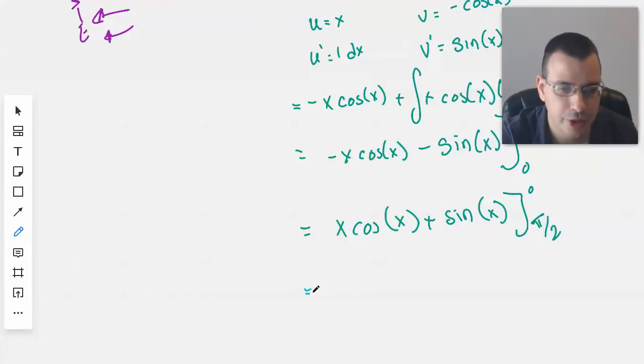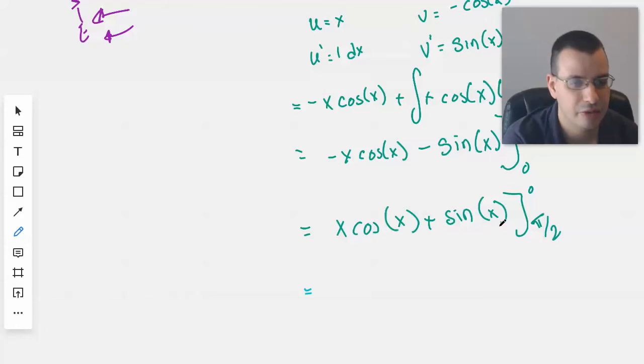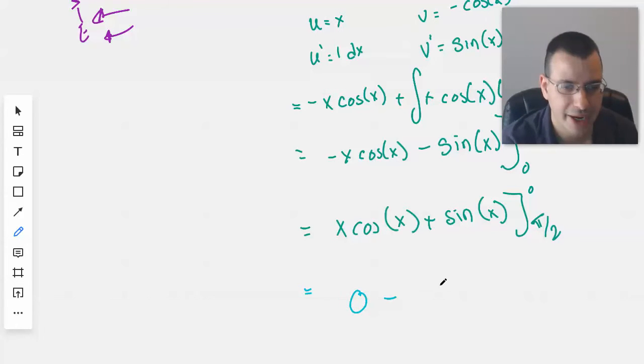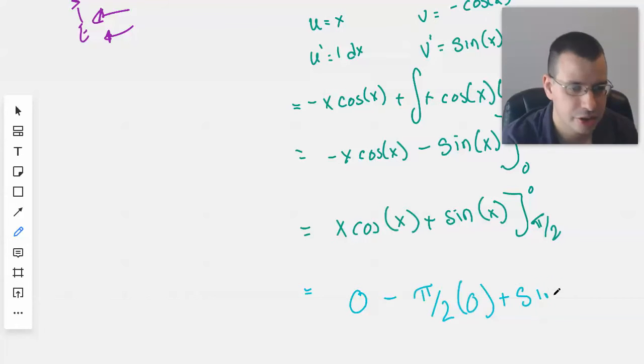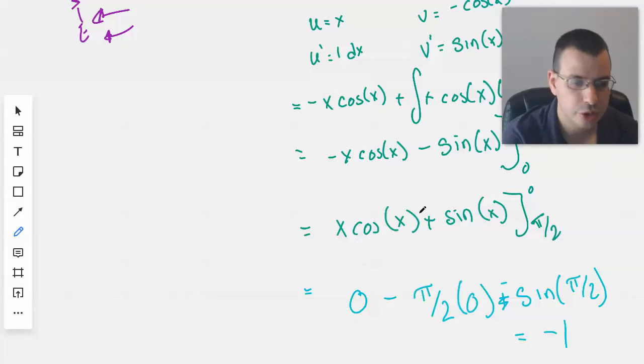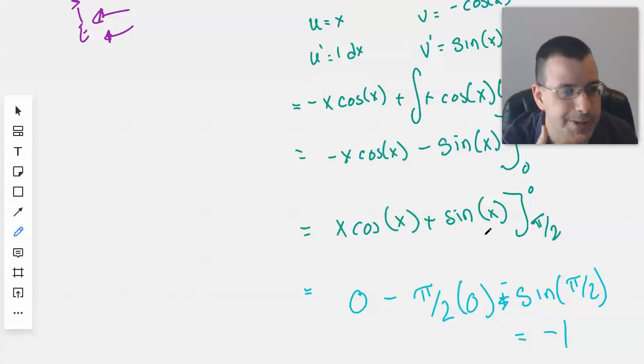Okay. So we plug in 0, we get 0 times cosine of 0 plus sine of 0. So we have 0 minus pi over 2 times cosine of pi over 2, which is 0, plus minus sine of pi over 2, which equals 1, negative 1. So we have 0. So we plug in 0, 0, 0, yep, pi over 2, 0, 1. Yep.